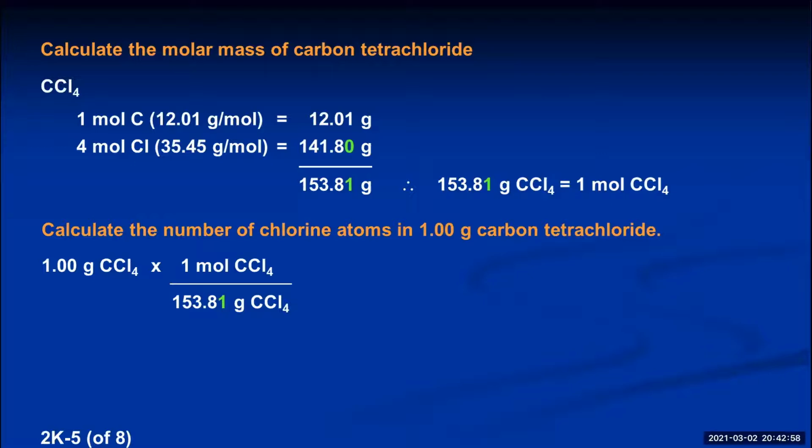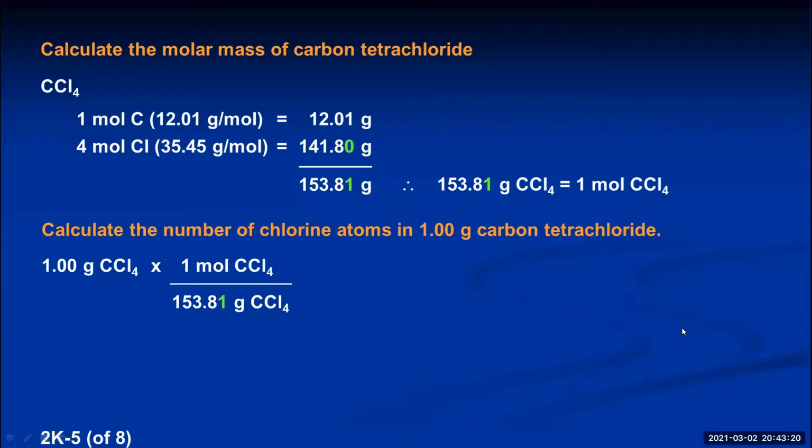And just like we did on the top of the slide, we said, wow, 1 mole of carbon tetrachloride contains how much chlorine? It contains 4 moles of chlorine, right? Because of that little subscript 4 right there. So there's 4 moles of chlorine in 1 mole of carbon tetrachloride. It's just like what we wrote here. There's 4 moles of chlorine in 1 mole of carbon tetrachloride.